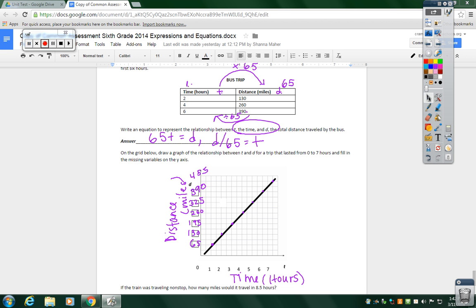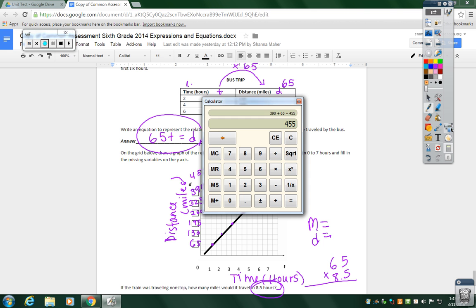Now the last question asks me how many miles they've done in 8.5 hours. So I have to use the equation that says distance equals, and that one's this one. The distance is 65 times your time. So I'm going to do 65 times 8.5. And it's going to be an answer of 552.5 miles.